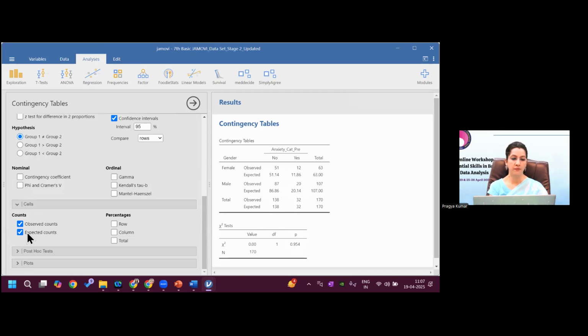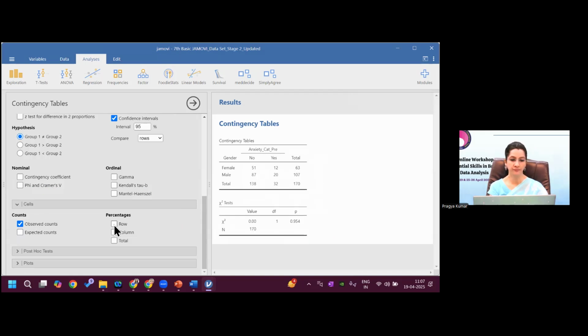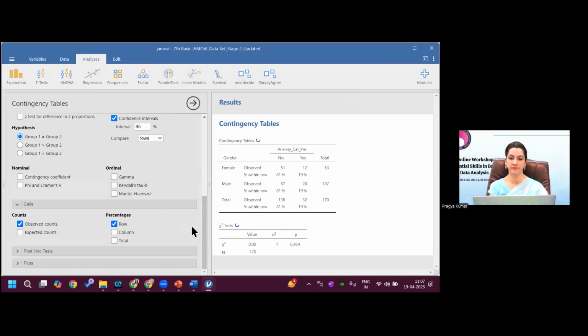So to give it in a table, this is the row percentage. If you move your dependent variable in column, then you always have to click this row percentage. Row percentage means 19% of the women are having this anxiety and 19% of men are having anxiety. That means there is no association between the anxiety and the gender. That means they are independent of each other. So that's how we interpret the chi-square test.